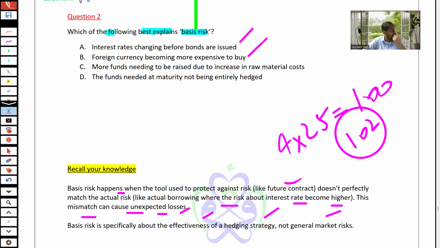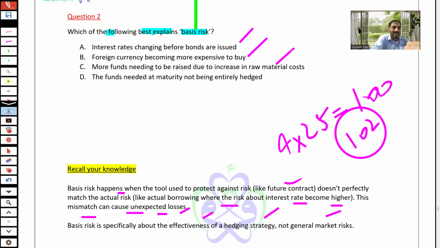More funds needing to be raised due to an increase in raw material cost. No forex, no interest. There is a risk that raw material prices increase in the market, so we need more funds. This is what is called business risk. The price becomes inflated. So not A, not B, not C. So the remaining is D. We need to check it.